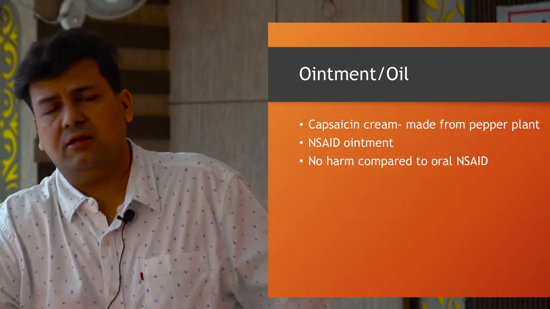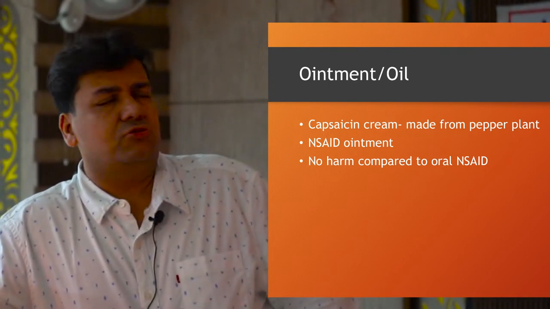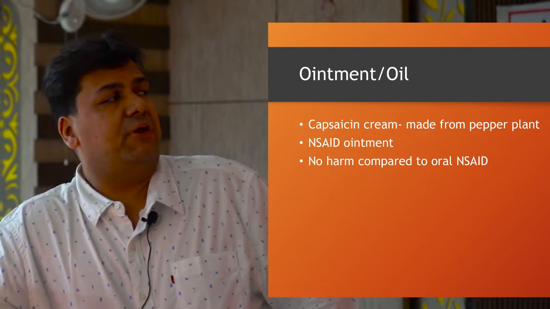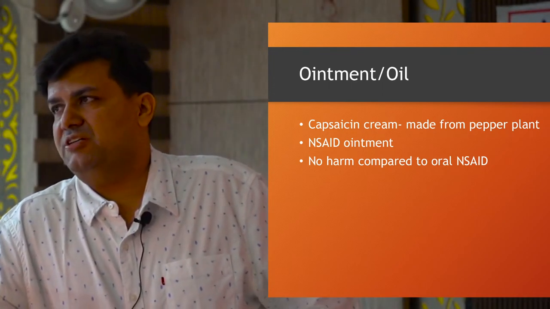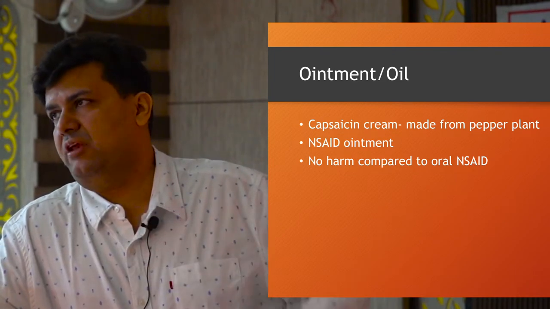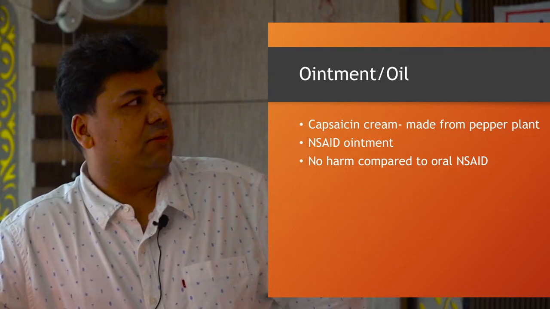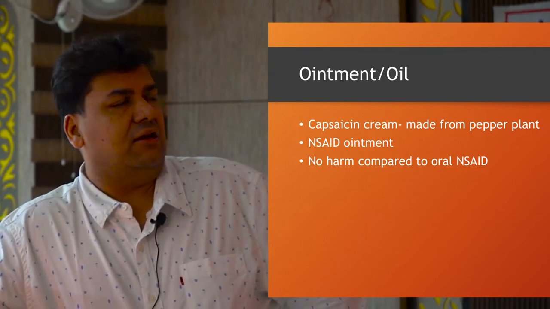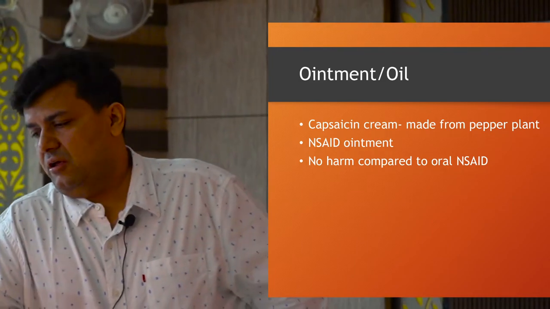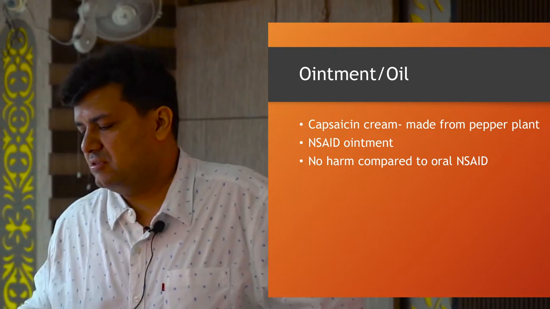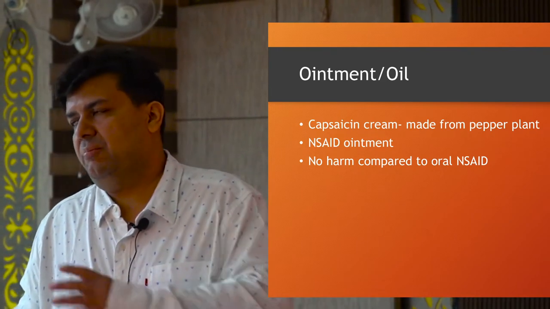Ointment or oil. The good thing about them is there is no harm from it. If a patient is taking NSAIDs, it's much better. You can ask them to apply 5 to 10 times in a day. It can be an NSAID ointment. It can be a capsaicin cream. But they are comparatively much, much safer. It's much better to go for NSAID ointments than to take NSAID medicines. So it is much more recommended to apply oil or ointment as much as possible instead of taking medicines.